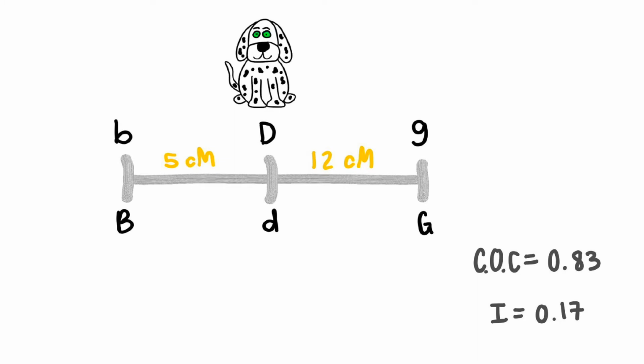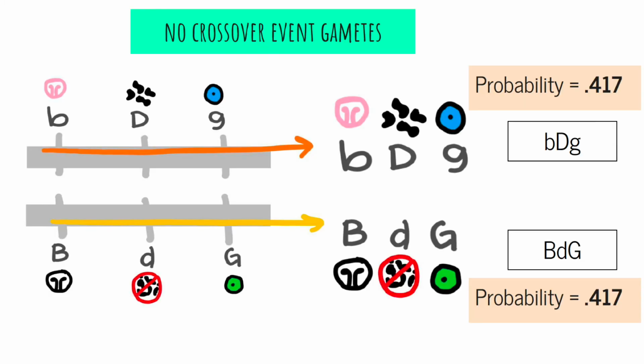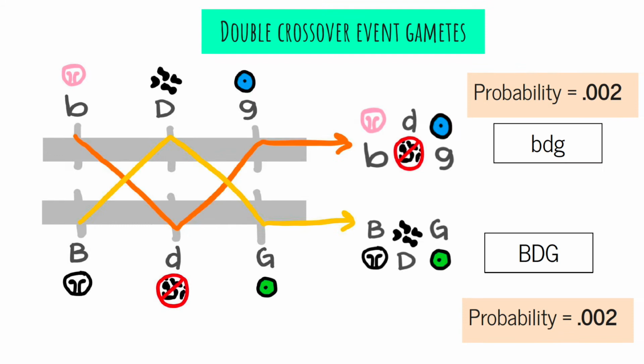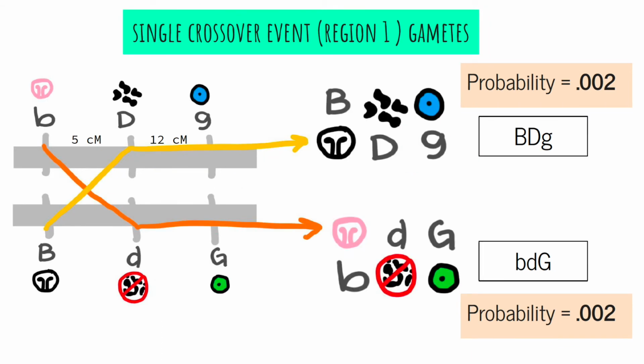I will use this gene map to predict the probabilities of these possible gametes. The no crossover event gametes will resemble their parents and have a probability of 41.7%. The two gametes that will be formed from a double crossover event will have probabilities of 0.2%. We can see that the probability of gametes from this event of a single crossover at the first region is quite low at 0.2%. This is because the two loci in region 1 are very close to each other, which makes crossing over less likely to occur.